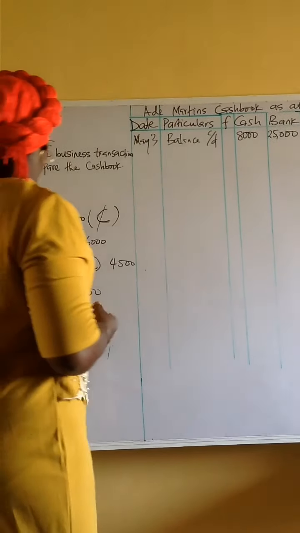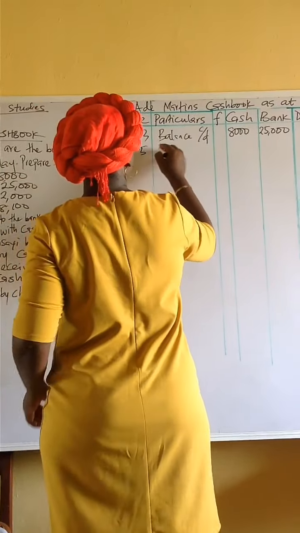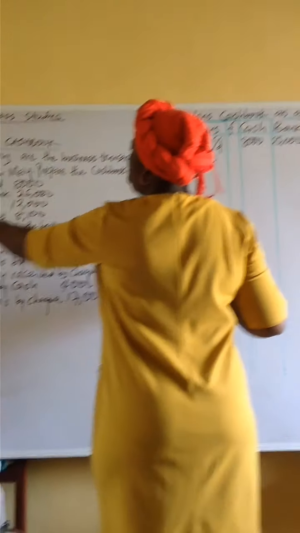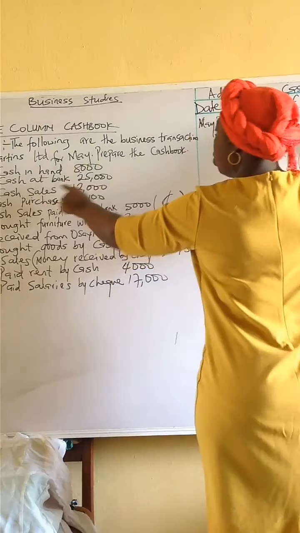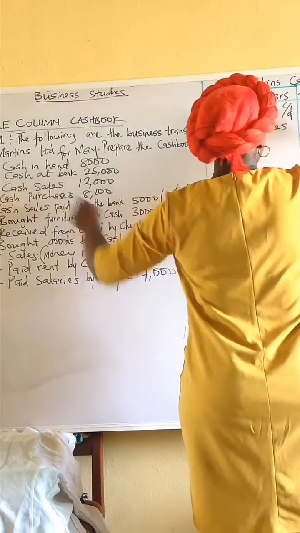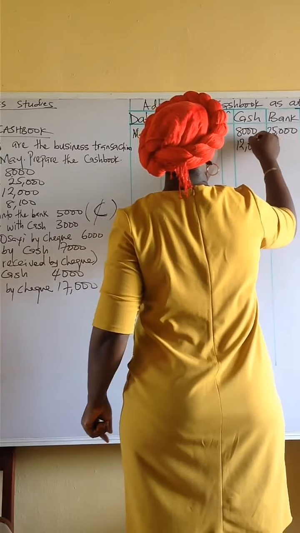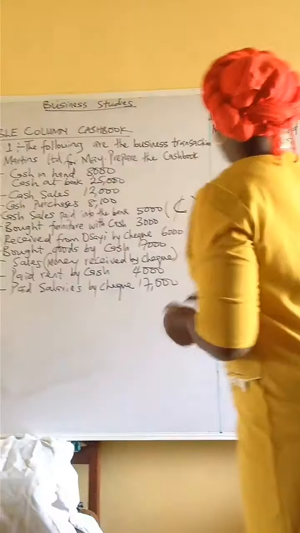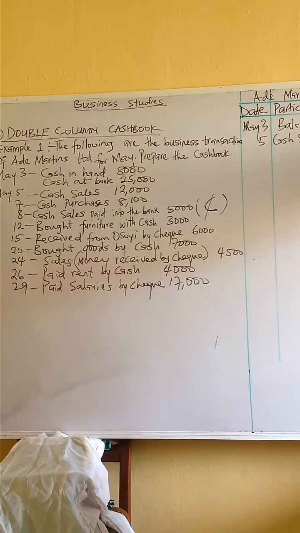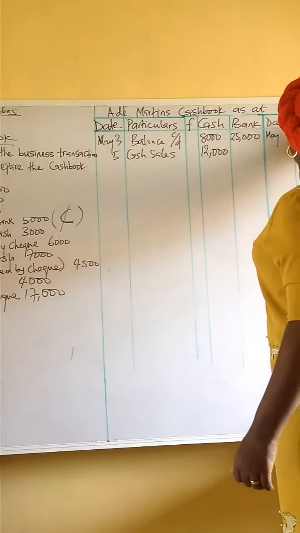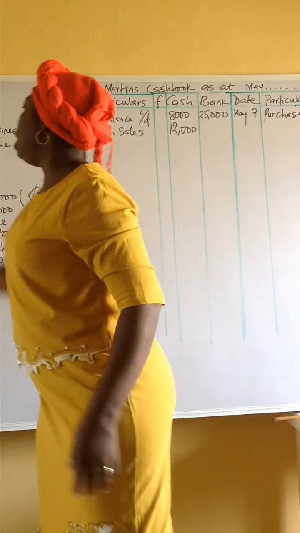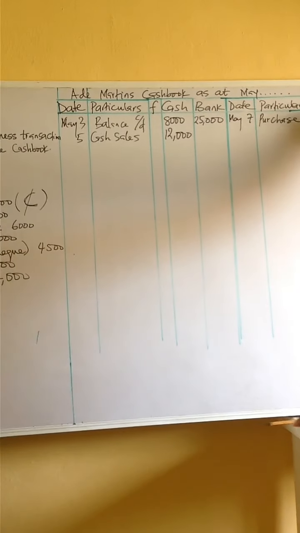Next transaction on the 5th, cash sales. You will know that it goes to the cash column because it's indicated here that it's cash. So you record it here. On the 7th, purchases. You will ask yourself, where am I going to put it? It is indicated here, cash. So you put it in the cash column.